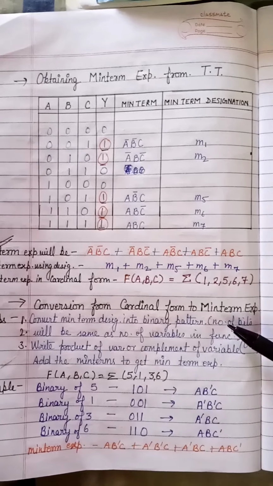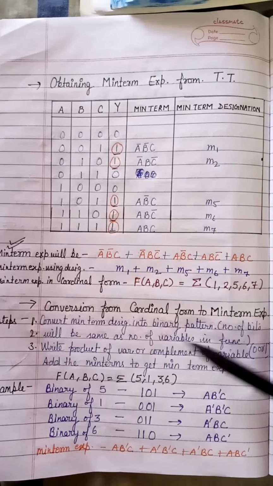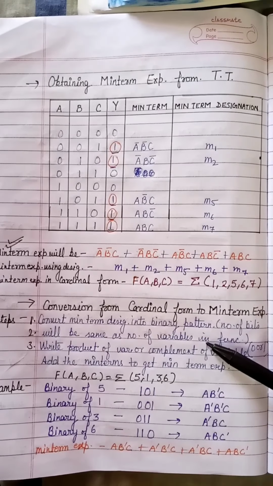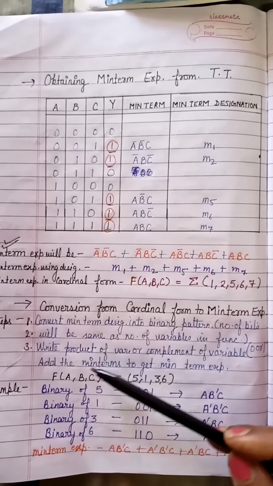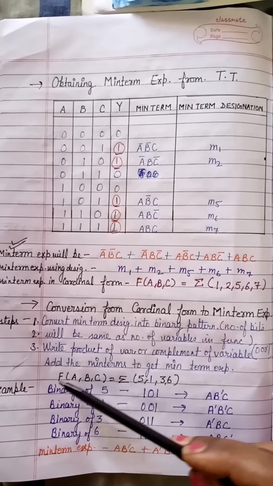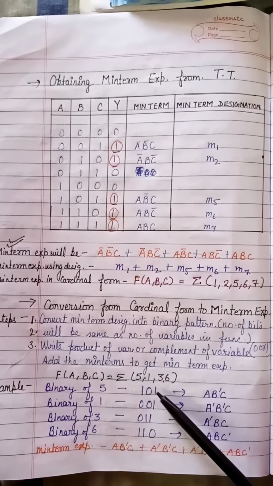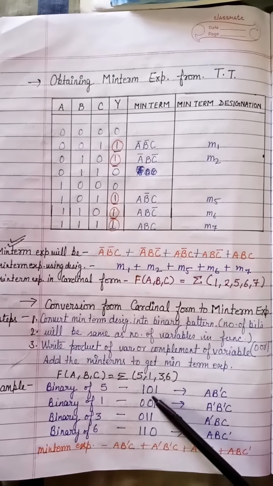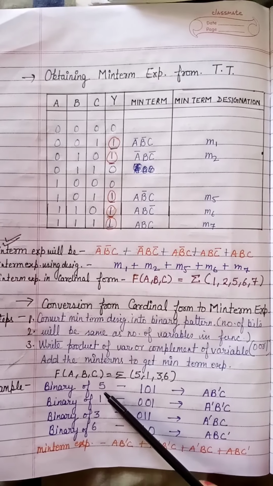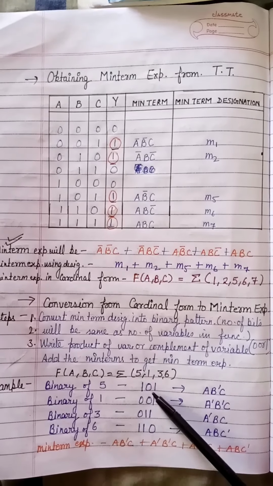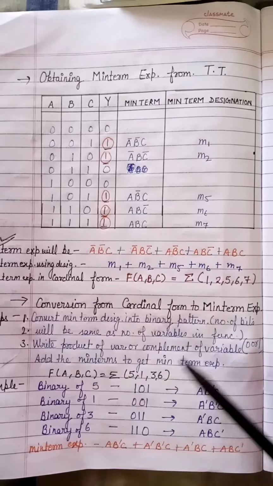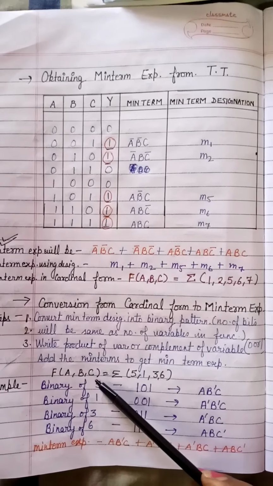So the number of bits will be the same as the number of variables in the function. There are 3 variables A, B, C in the function, so whenever you are converting from minterm designation to binary pattern, there will be 3 bits because there are 3 variables in this function.